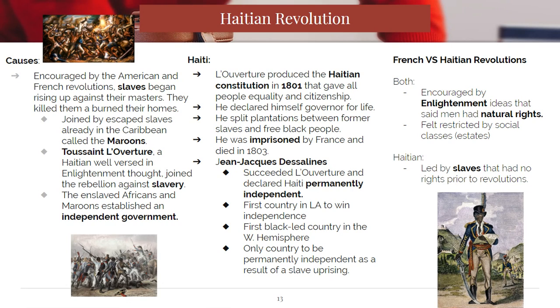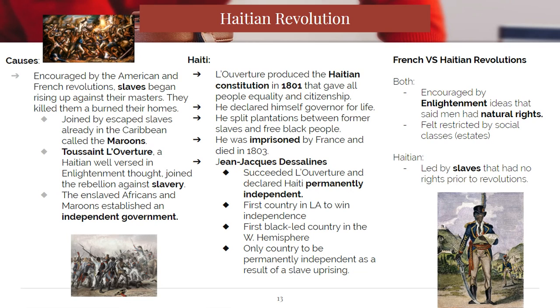Jean-Jacques Dessalines succeeded Louverture and declared Haiti permanently independent. This was the first country in Latin America to make its independence. It was the first black-led country in the Western Hemisphere. It's the only country to permanently be independent as a result of a slave uprising. So that's a great fact. French versus the Haitian revolutions: both were encouraged by the Enlightenment and natural rights.